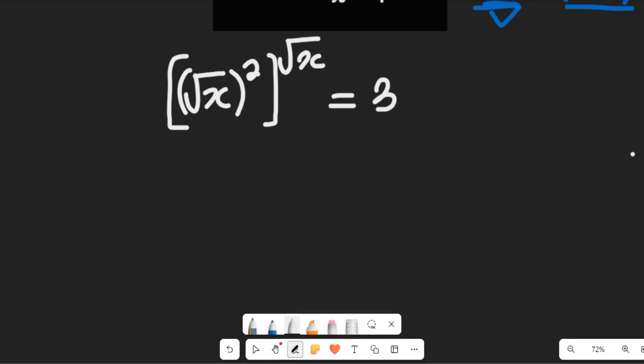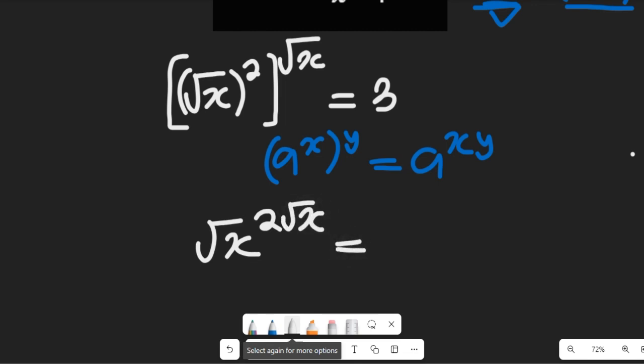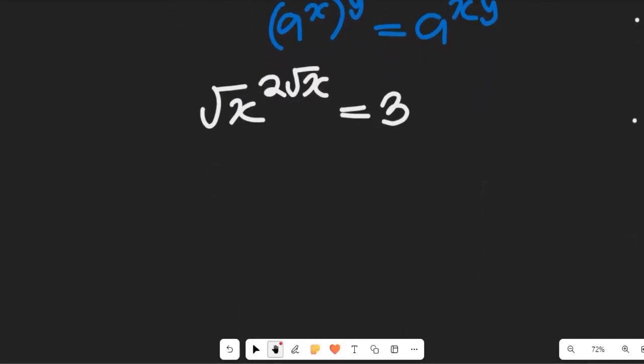Applying the law of indices, you'll find out that if you have a to the power of x multiplying y, the rule of indices says the indices will have to multiply. So that will now give me the square root of x to the power of 2 multiplied by the square root of x, and this will be equal to 3. Great. Now in the next step, what do I do?